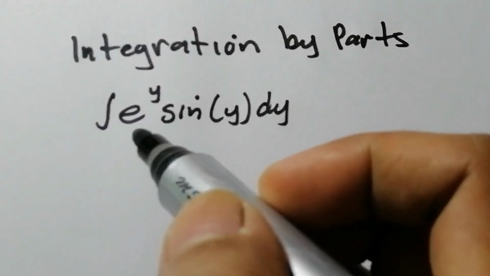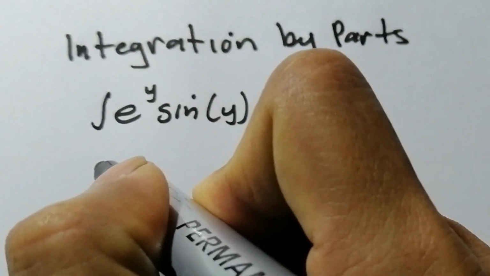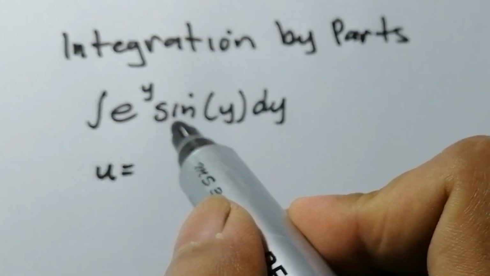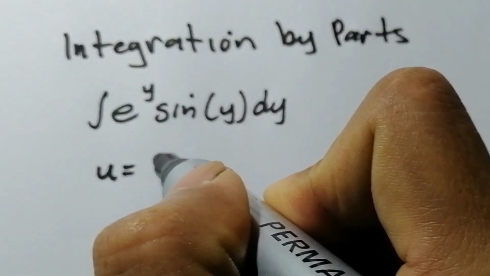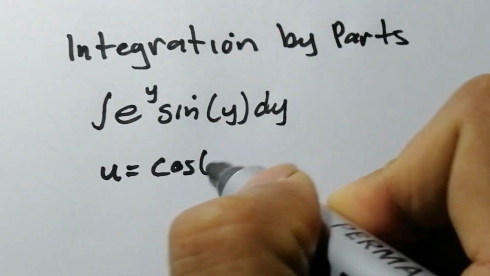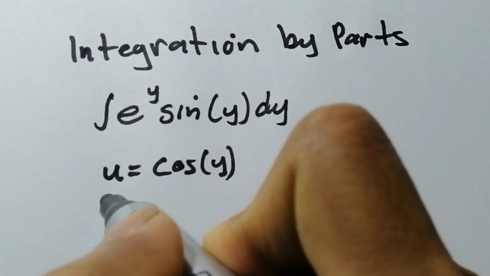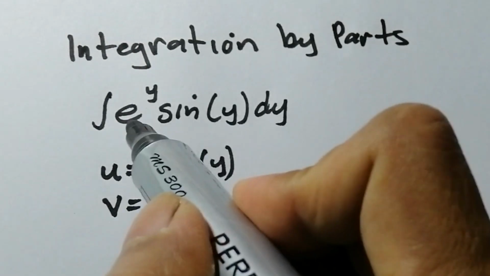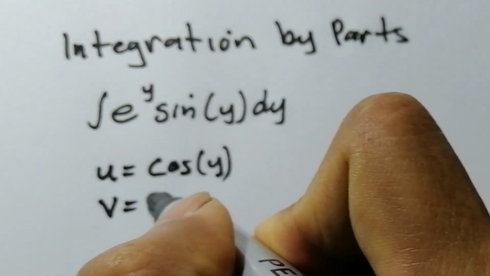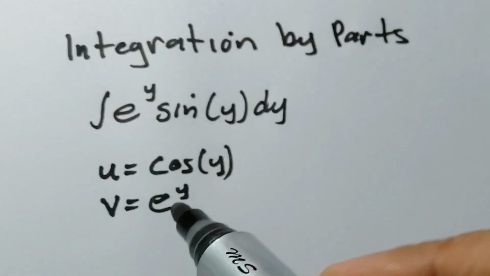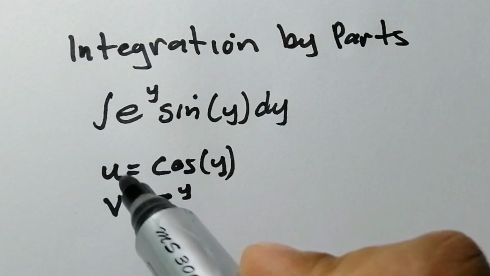So let's assign u as sine y, whose derivative is cosine y. And then v, we assign as e raised to y, so no need to change it. And then we are going to differentiate this u and integrate this v.